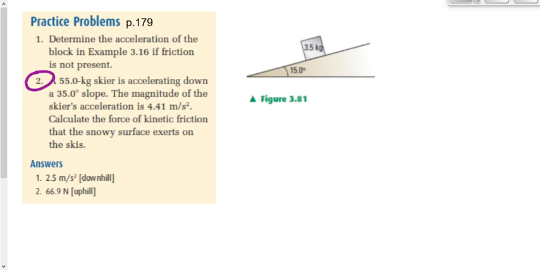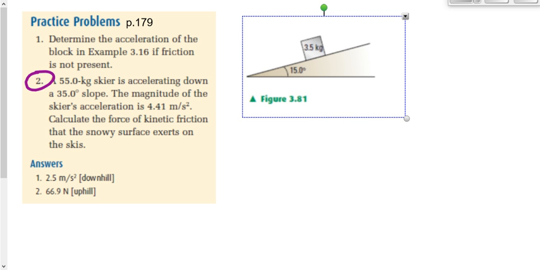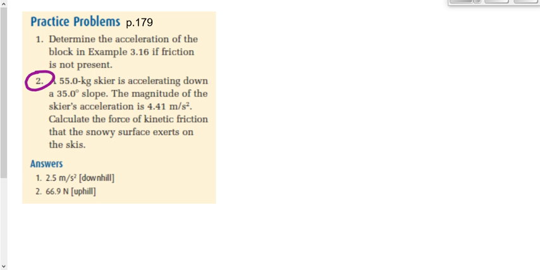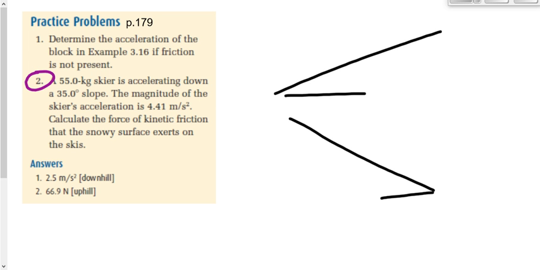Now, let's draw this out. Let's get rid of this one so we can have a little bit more space here. We've got a 35-degree slope. By the way, I always draw it like this, just out of habit. Would it be okay if I drew it like this? Would that change anything? No, it wouldn't. It doesn't matter. I draw the first one just because of habit, but there's no good reason for that.